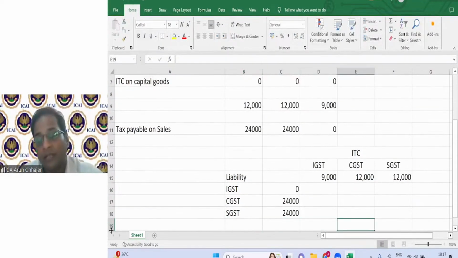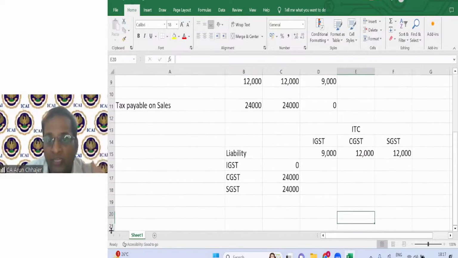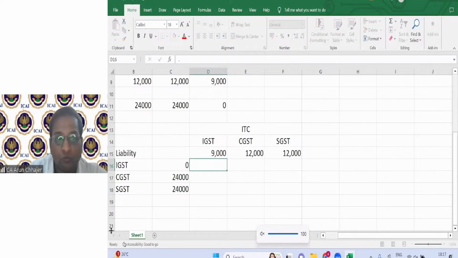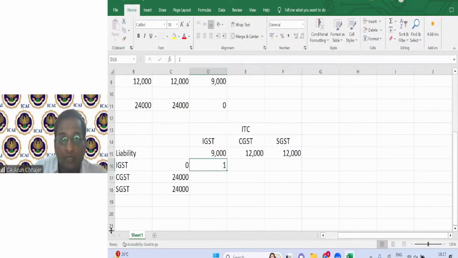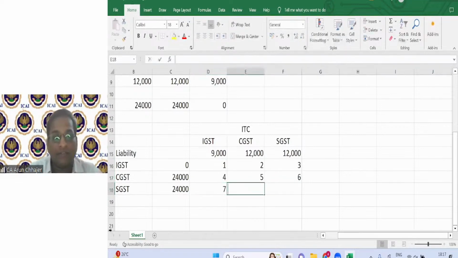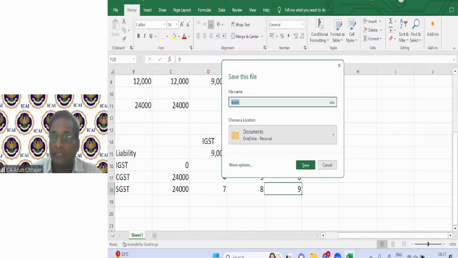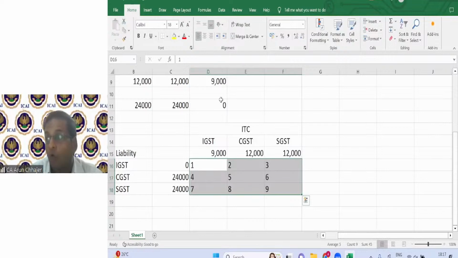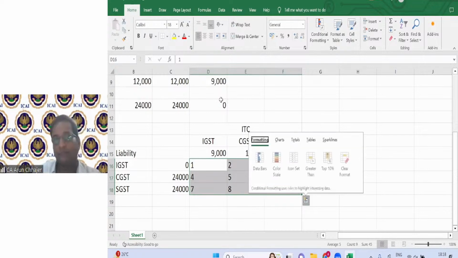You have to tell me first amount where I have to write. मुझे पहला अमाउंट कहां लिखना है? Assuming it is 1, it is 2, it is 3, 4, 5, 6, 7, 8, 9. आप मुझे बता दीजिए वेयर आई नीड टू राइट माई फर्स्ट अमाउंट. मुझे पहला अमाउंट कहां पर लिखना है एंड हाउ मच, दैट यू नीड टू टेल मी. We all know that it is nothing but the cross utilization of input tax credit, correct?